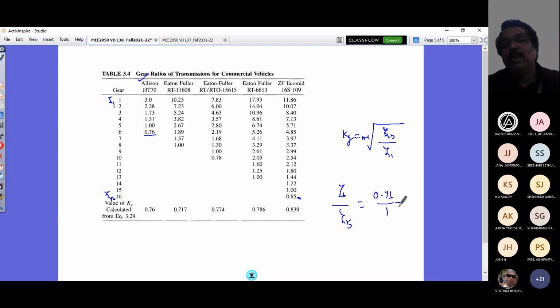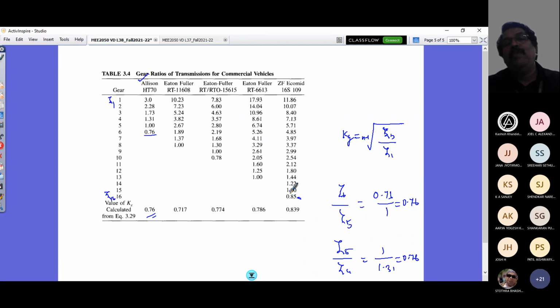0.76 by 1. So it is 0.76. So this is the ratio. So if I take zeta 5 by zeta 4 of the same case, that is 1 by 1.31. So that is again going to be 0.76. So like that, it is a subsequent sequence. So zeta 2 by zeta 1 is what? 2.28 by 3. So that's going to be 1.14 by 1.5. That's again going to be 0.76. So like that, it follows a geometric progression.